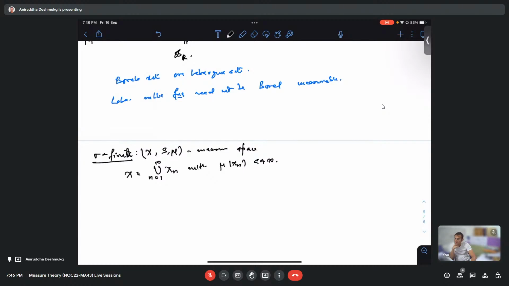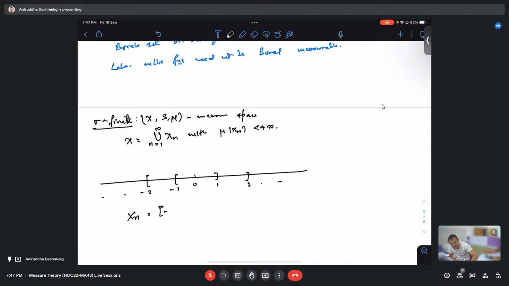If you defined mu on every X_n such that the X_n are disjoint, not necessarily disjoint, but sometimes it may be an increasing sequence as well. For example, in R, the measure of R is not finite, right? But we can decompose it like this: -1 to 1, -2 to 2, and so on. At each stage I define -n to n, and the measure of each of these X_n's is finite.